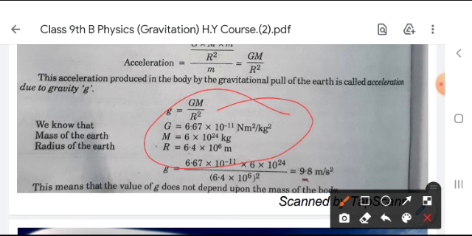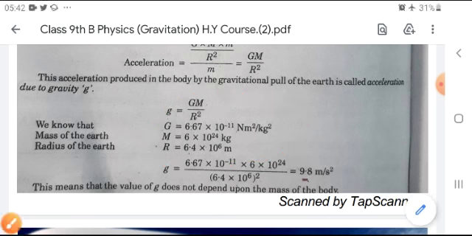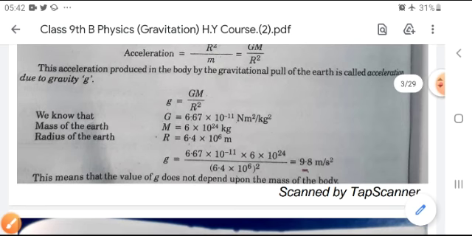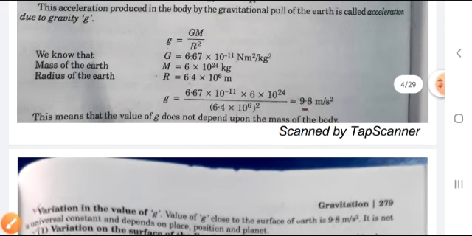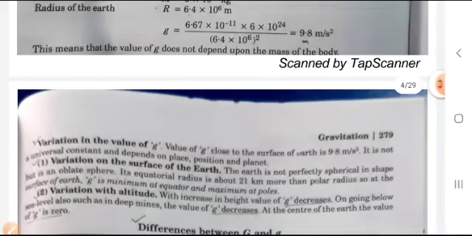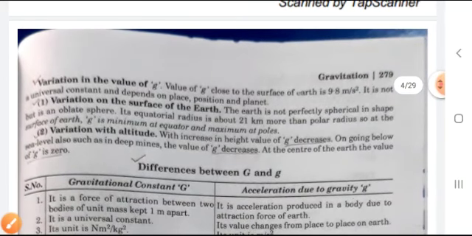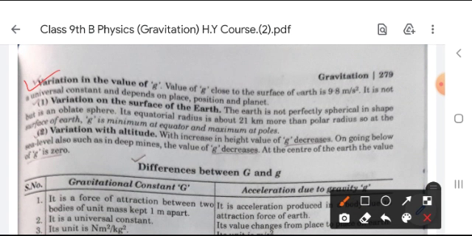After putting all these values in this formula, that is small g = GM/r², we get the value 9.8 meter per second square. This means that the value of g does not depend upon the mass of the body. Now moving forward, variation in the value of g. The value of g close to the surface of earth is 9.8 meter per second square. It is not a universal constant.